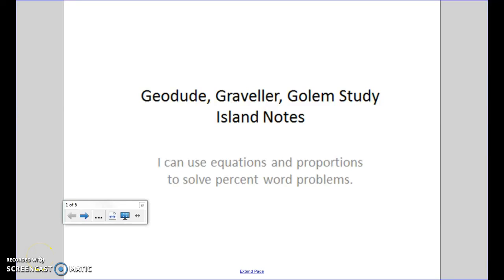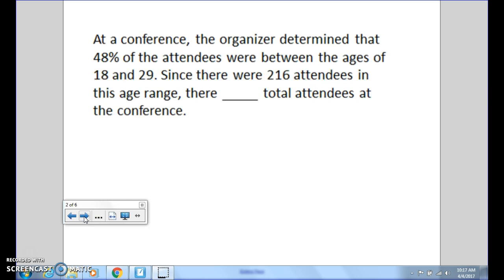This is Mr. Golem, and today we're going to be using equations and proportions to solve percent word problems. Let's start first with the equation.